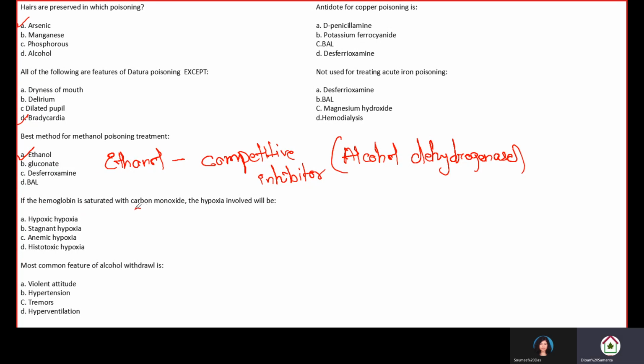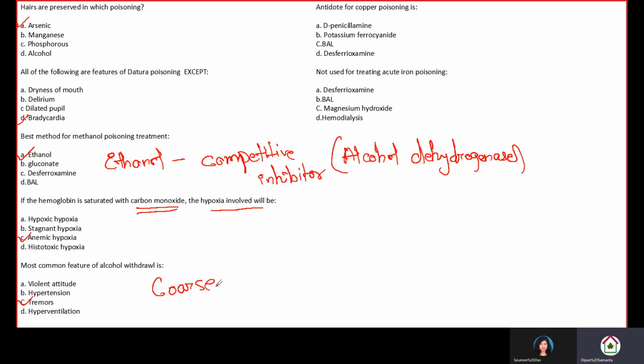If the hemoglobin is saturated with carbon monoxide, the hypoxia involved will be anemic hypoxia. That day we have done different types of hypoxia. You can also refer to the physiology section for that. Most common feature of alcohol withdrawal is tremor. The essential feature of alcohol withdrawal is coarse tremor of the hand, tongue, and eyelids.